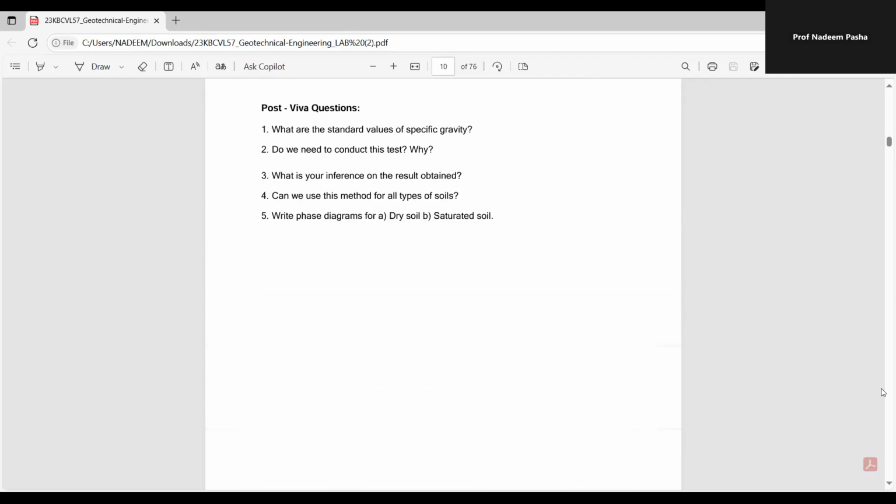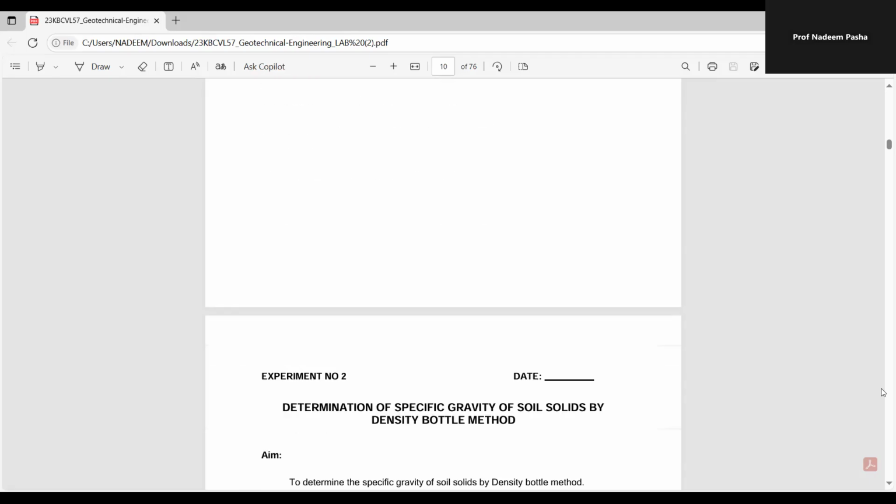So what are the post-lab questions? What are the standard values of specific gravity? Just now we have seen the standard values of specific gravity for different types of soil. Do we need to conduct this test? Yes, we need to conduct this test in order to determine the specific gravity of soil, compare the soil with water and its properties, and also to classify the type of soil. Before constructing any buildings or dams, we need to identify the type of soil. So the specific gravity test is very important.